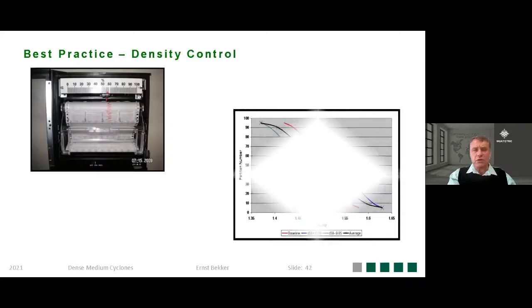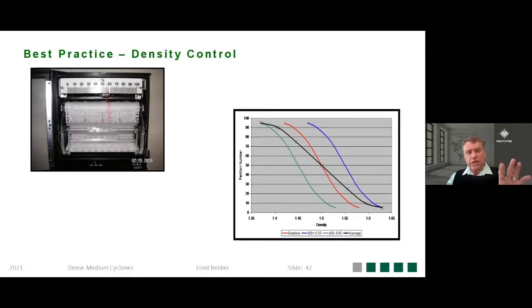In terms of density control, the picture on the left-hand side shows a fluctuating densitometer. On the right-hand side, what you then get is a cyclone that's operating quite acceptably, but it's operating at different cut densities. Now you sample across that cyclone over time, and you get the black curve.